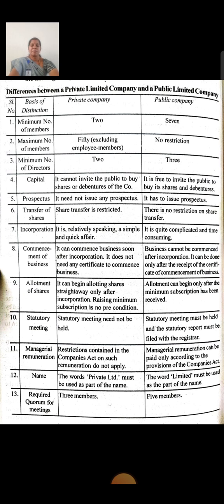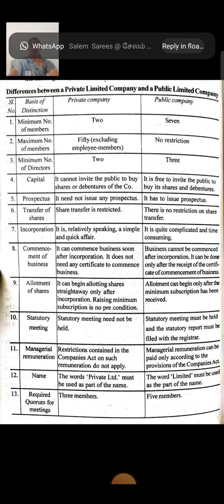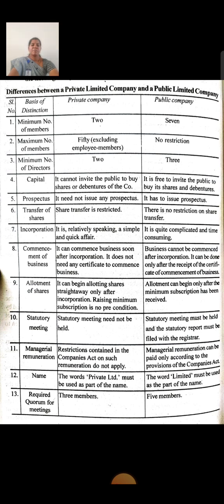Then incorporation. In a private company, it is relatively a simple and quick affair. In a public company it is quite complicated and more time consuming. Incorporation means combining one or more companies. In a private company it is easy to join, while in a public company it is quite complicated.